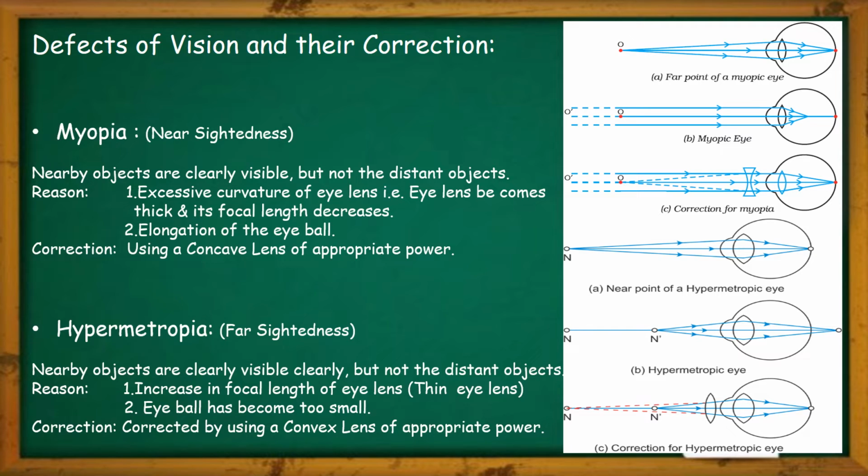For correction of this eye disease, we can use a convex lens of appropriate power, which will rectify the focal length of our eye lens, and it will help to again focus those light rays which are coming from the object exactly on the retina, so that the image of that object will be created on the retina, which will be clearly visible in the diagram also.